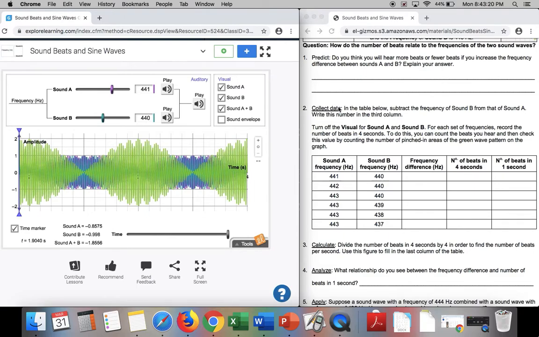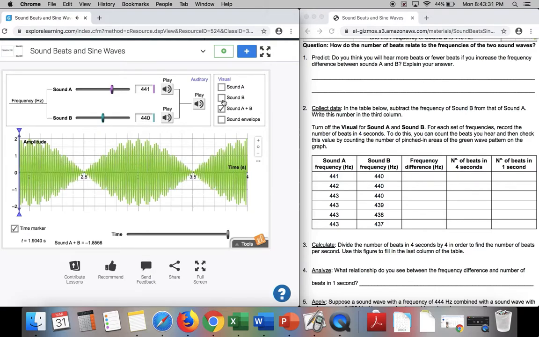Alright, so we're going to collect some data. And so on this, we want to make sure sound A and sound B is turned off. Now, if I'm looking at this frequency difference, what I'm going to do is take the frequency for sound A and sound B and subtract it. So 441 minus 440 is a difference of 1 hertz. Again, hertz represents the number of vibrations per second or number of beats per second.